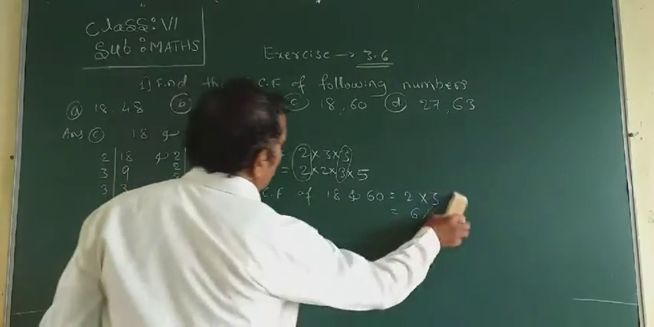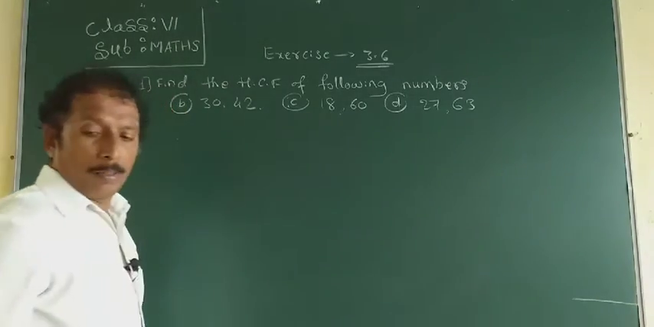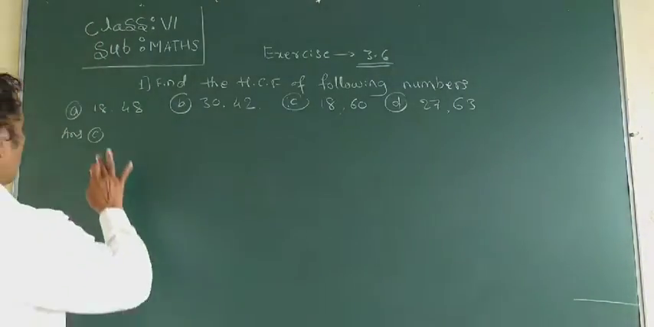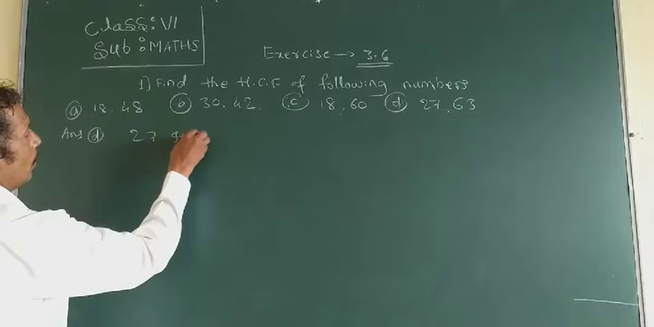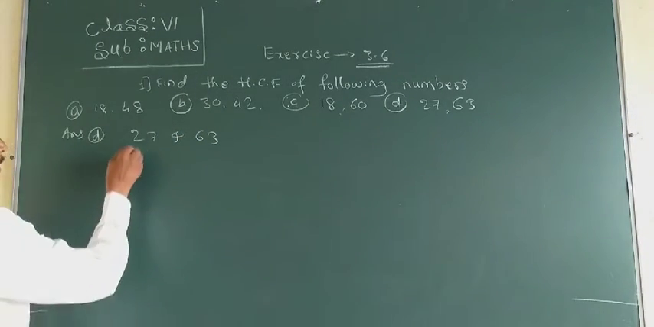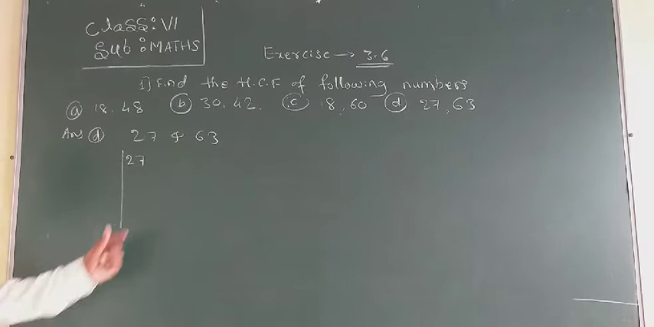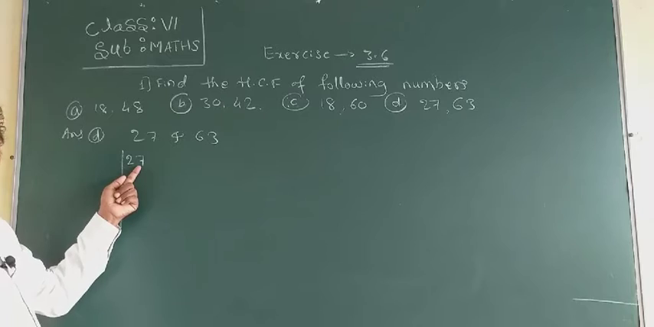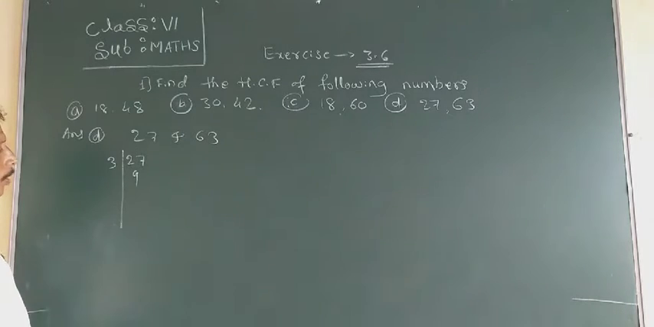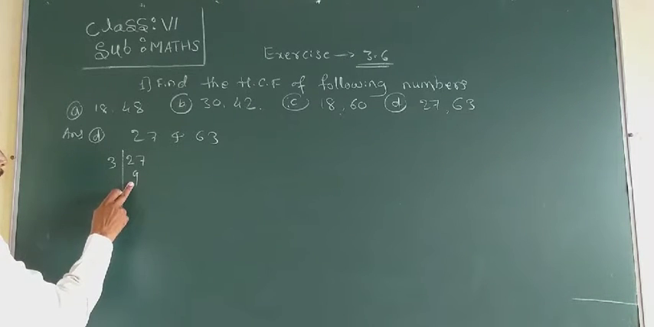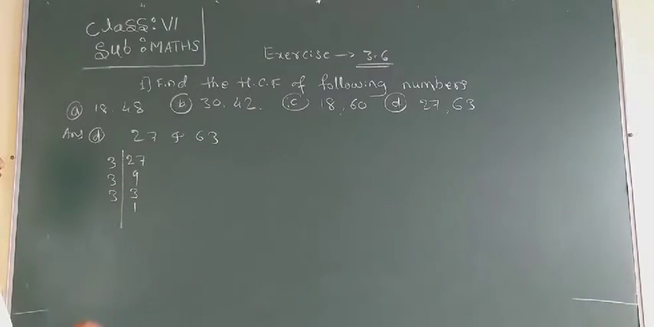Take the next question, question number D. In question number D, we are given 27 and 63. Take the first number 27, divide this by prime factors only. We cannot divide 27 by the first prime number 2. Take the next prime number 3. 3 9s are 27. Now 9 is divisible by once again 3. 3 3s are 9. Then 3 1s are 3.